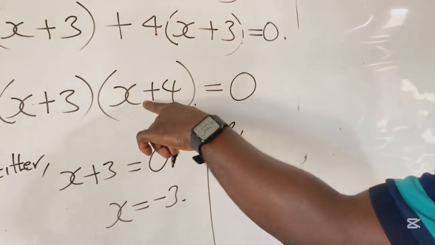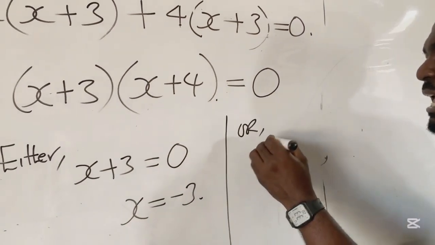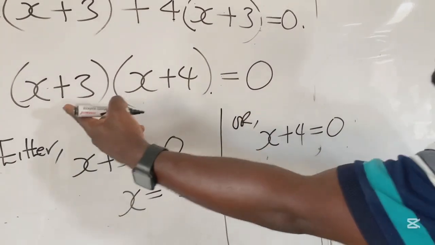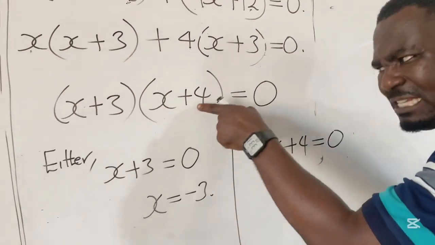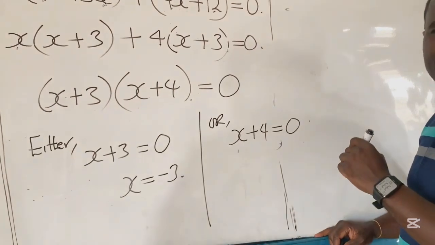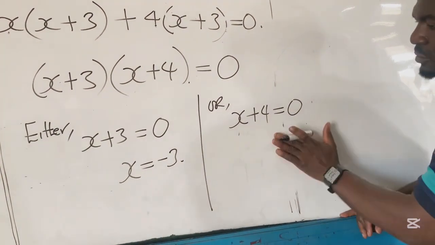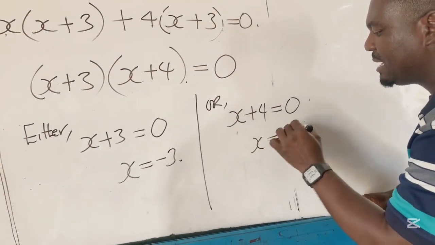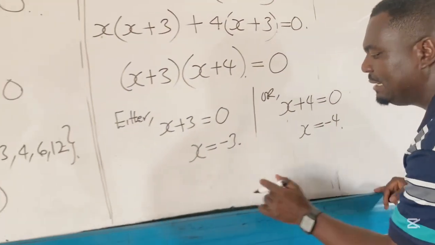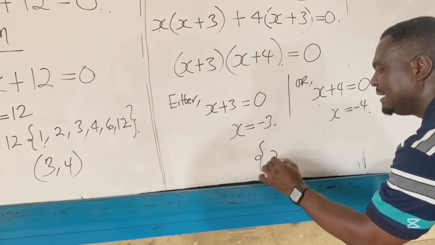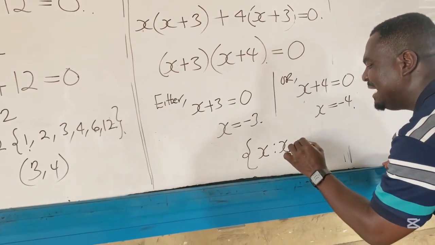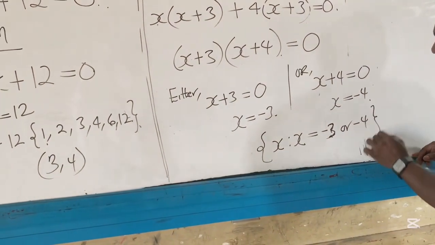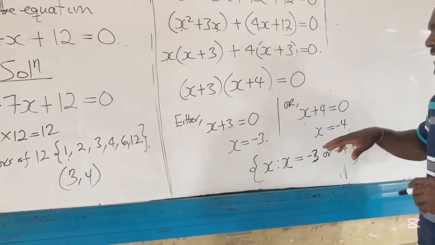Or means we have another factor here. Or the second factor, which is x plus 4, is also equated to 0. If here is equated to 0, meaning this one should also be equated to 0 here. And this is what I have done. So x plus 4 is also equated to 0, then x becomes negative 4. So the critical values here are such that either x is equal to negative 3 or negative 4. So meaning these are the two raw numbers.